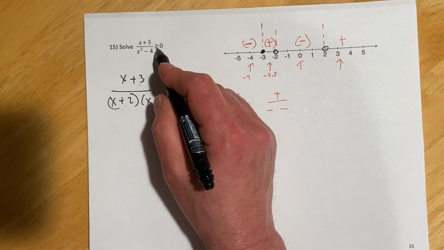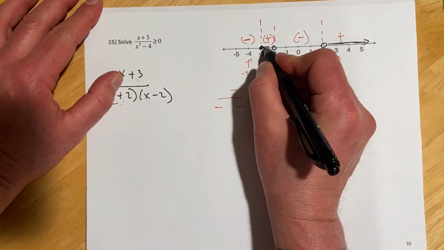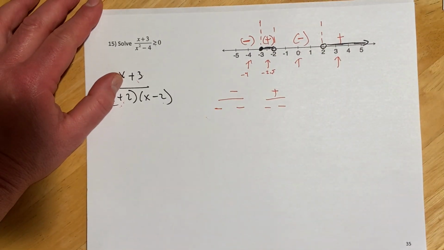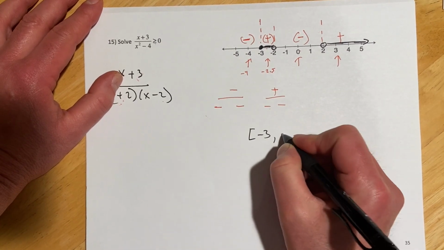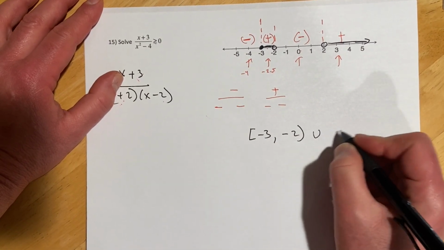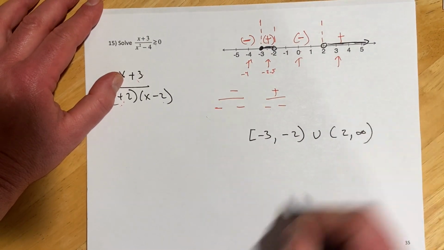And this one we want the greater than or equal to 0, so we want a positive region, so we want here and just in between there. So in interval notation, that's going to go from -3 to -2, and then parentheses on the 2's, and on out to infinity.